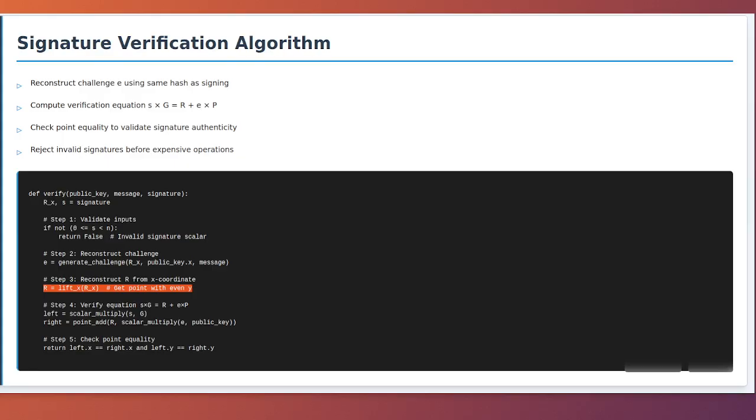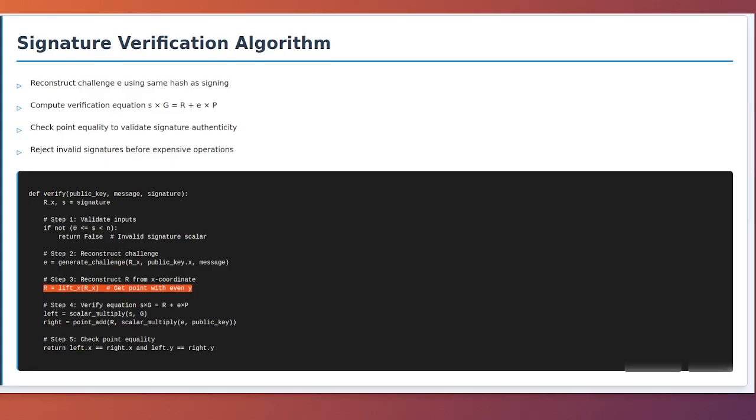This is the fundamental equation that makes Schnorr signatures work. If the equation holds, we know the signature is valid. If it doesn't hold, the signature is invalid and must be rejected. In practice, we compute the left side as S times G and the right side as R plus E times P. Then, we check if they are equal as points on the elliptic curve. Point equality means that both the x and y coordinates match.